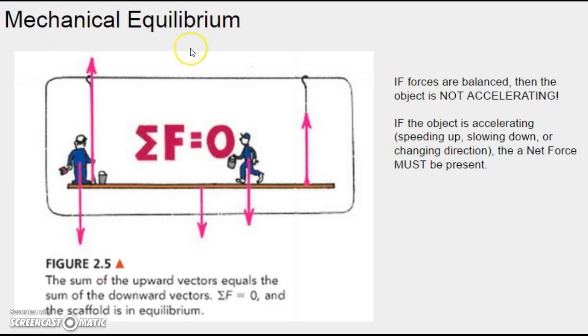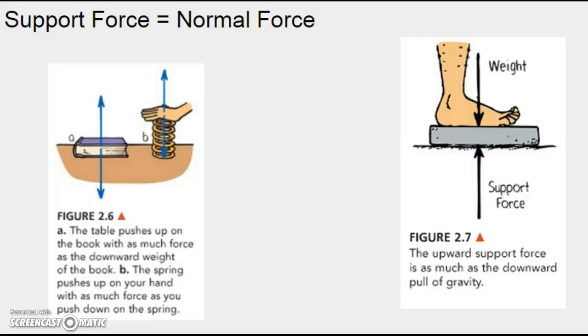So, mechanical equilibrium. Here's a scenario where this painter is walking from this side to this side. Or I don't know, maybe they're window washers, I don't exactly know. But the sum of the upward vectors equals the sum of the downward vectors and the scaffold is in equilibrium. So therefore the total downs add together to equal the total ups, and we would say that this scenario is in equilibrium.